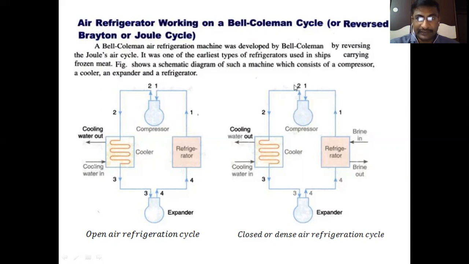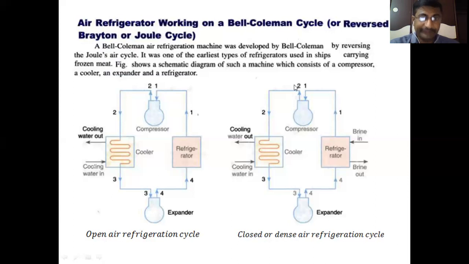in which the cooling occurs by the secondary refrigerant called brine solution. That secondary refrigerant, brine solution, is used for the refrigeration process, for the cooling process. That means in this closed system, the air is used as a primary refrigerant, and it is not directly involved in the cooling process.